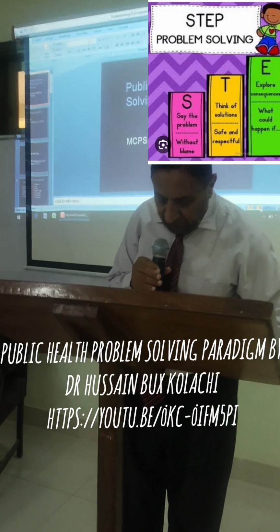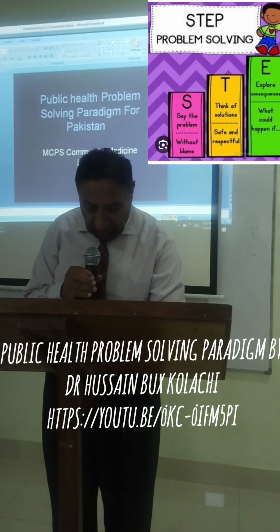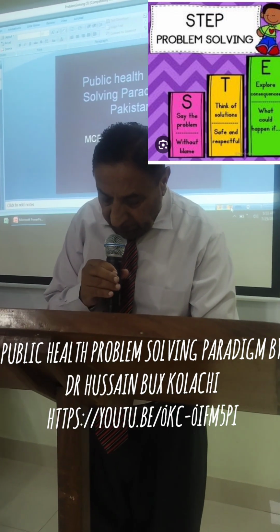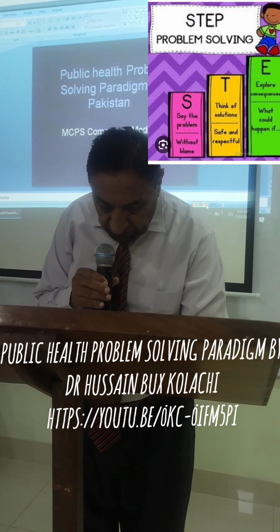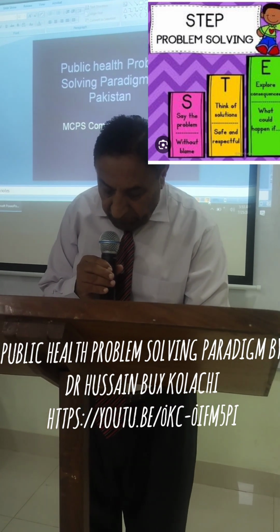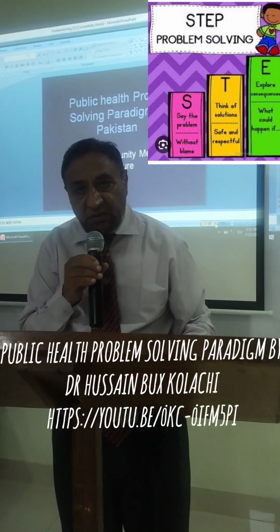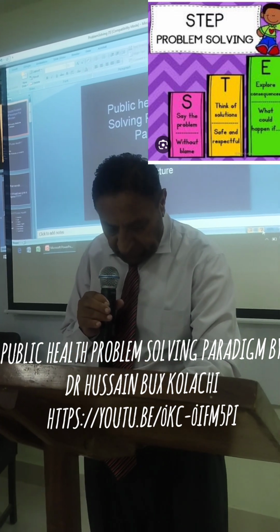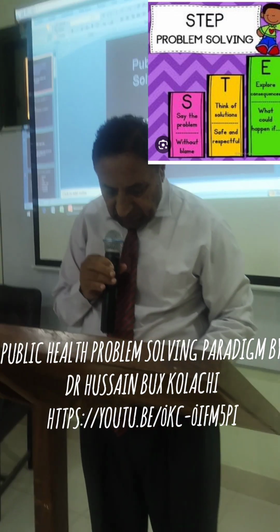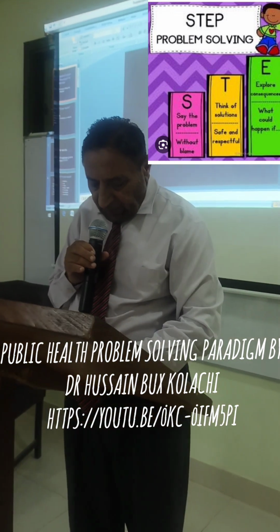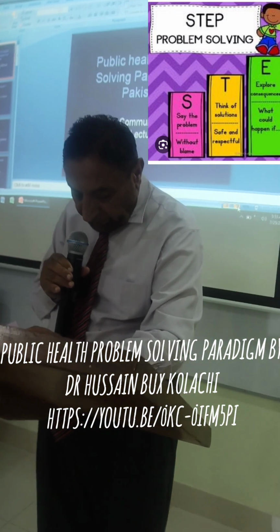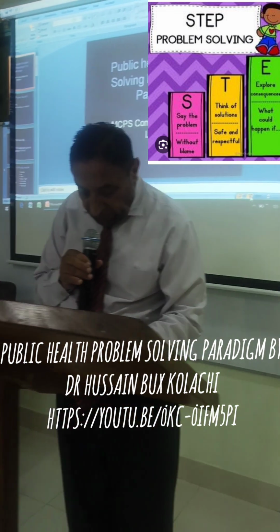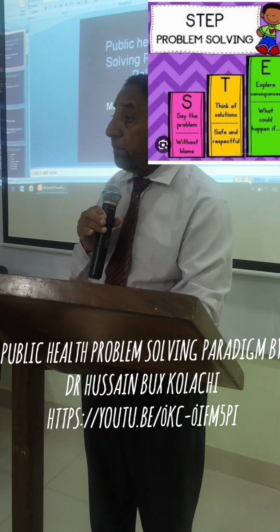At the start of the chapter, it writes that the public health problem solving paradigm is a systemic way to identify and solve public health problems. So it is a systemic way of identifying and then solving the problem. There are at least 7 steps mentioned here. Identifying the problem is the first step, and the second step is measuring the magnitude of the problem. How big is the problem?